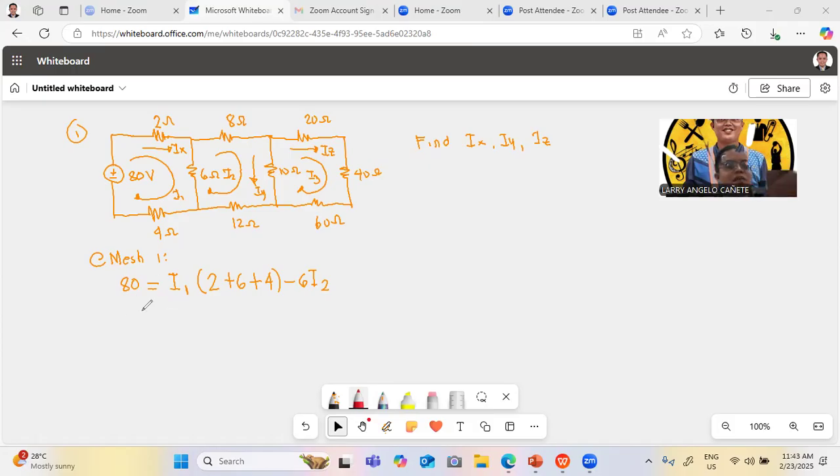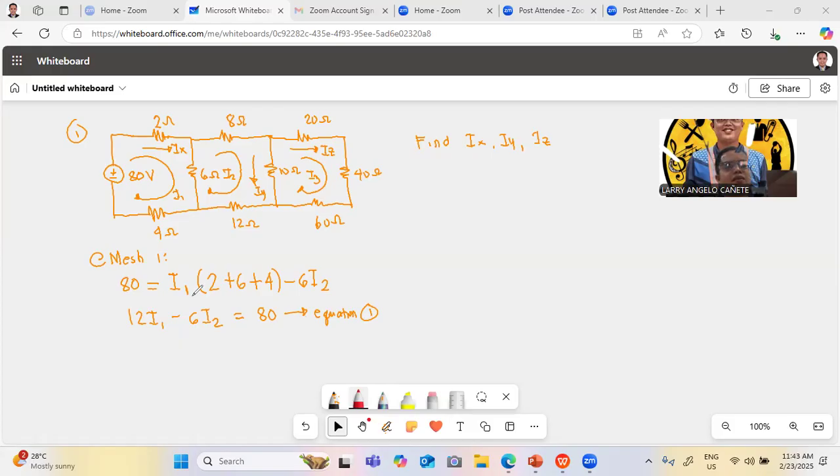Then, you simplify the equation. Okay, so to simplify further, there is 12 I1 minus 6 I2 is equal to 80. So, assuming this is my equation 1. Okay, so I'm done with my equation 1.